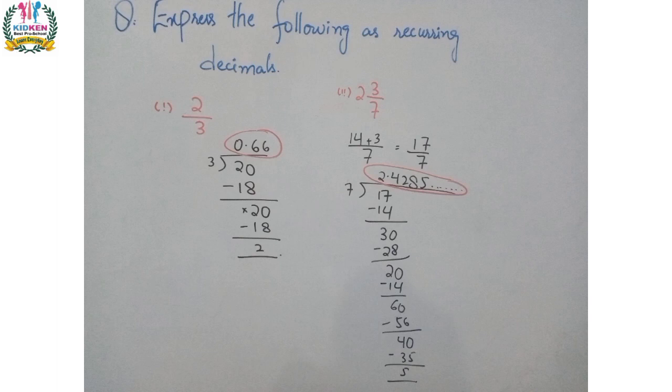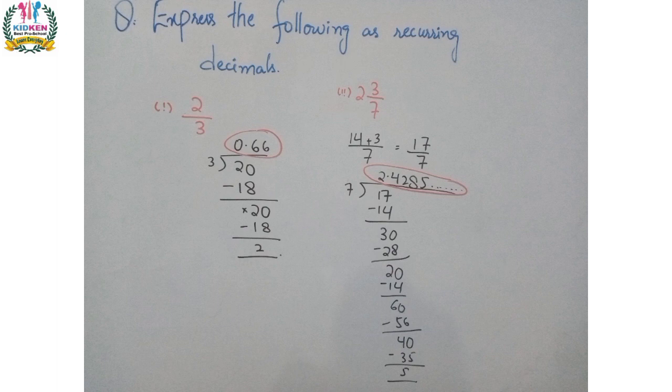Next question is: express the following as recurring decimals. Simply, you can convert these fractions into decimals. We have first 2 divided by 3. We place 0 point and convert 2 into 20. 3 6s are 18, and we subtract 20 minus 18, then we have remainder 2. Again we add 0 and 2 converts to 20. 3 6s are 18, again we subtract 20 minus 18, so we have remainder 2, and our solution of 2 divided by 3 is 0.66.